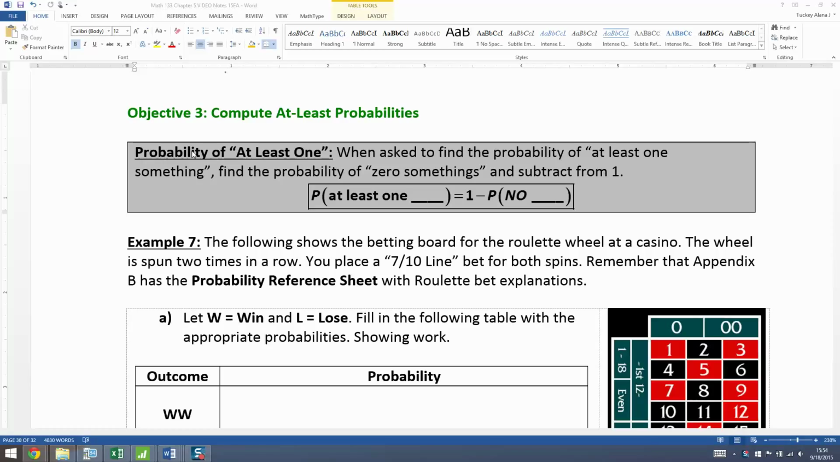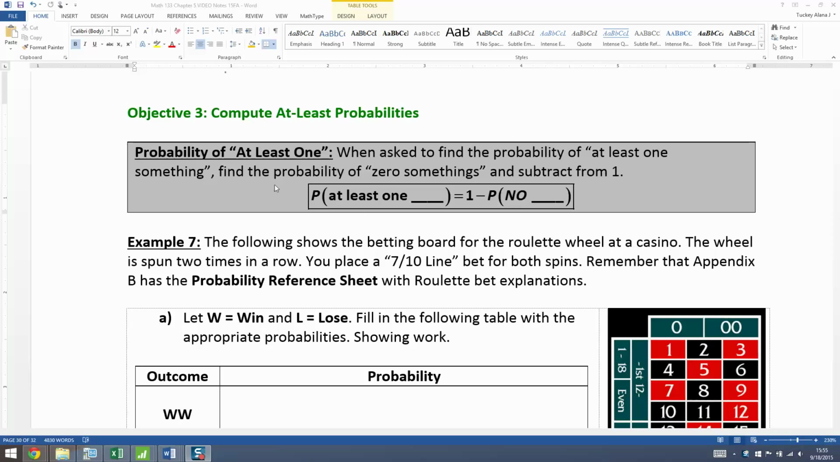For our last topic in section 5.3, we want to talk about at least probabilities. In particular, we're interested in at least one. What's the probability of having at least one boy when you have 3 children? This particular probability will crop up for us quite a bit in chapters 5 and 6, so we want to be able to find them.